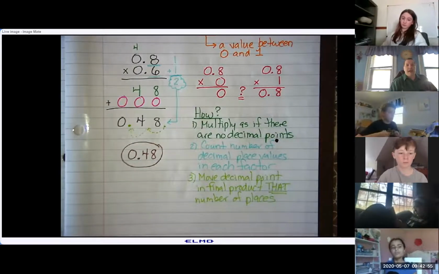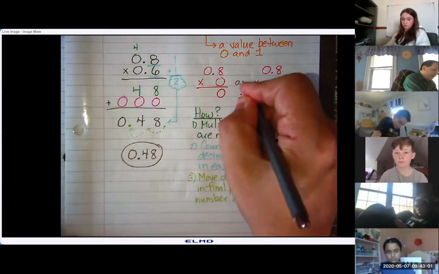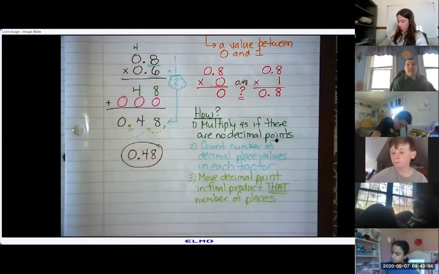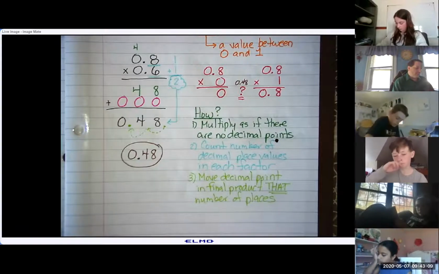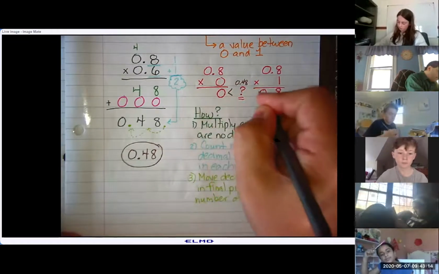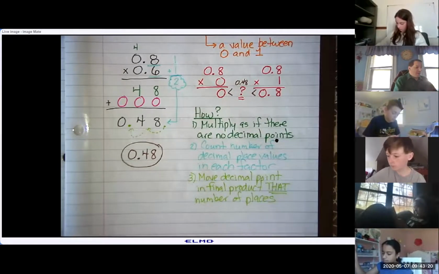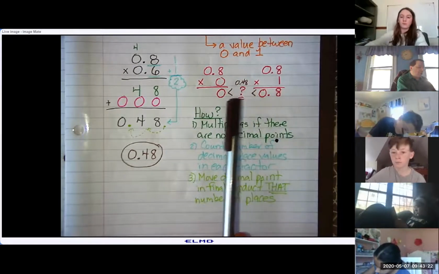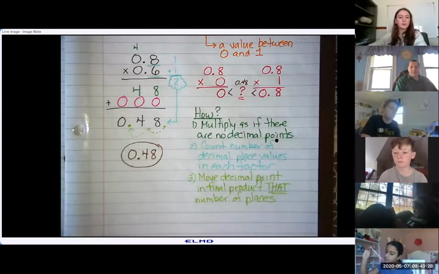Now, going back to what I said in the beginning, notice that 0.48 is between 0 and 0.8. 0.48 is greater than 0, and 0.48 is less than 0.8. Your answer when you're multiplying by a decimal is going to be less than what you started with.